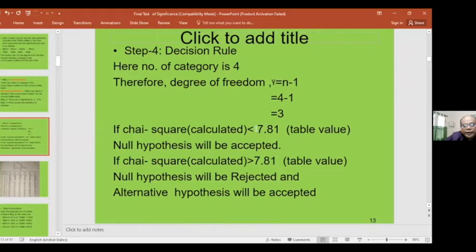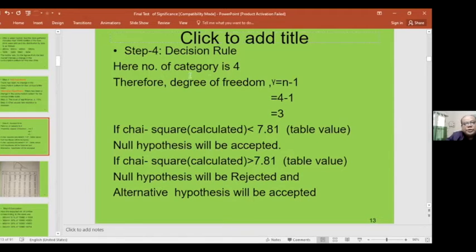But remember, in SPSS, if the P value is less than 0.05, then it is significant, and you are going to reject the null hypothesis. But here it is just the opposite. If the calculated value is less than 7.81, the null hypothesis will be accepted. And if the chi-square calculated value is greater than the table value of 7.81, the null hypothesis will be rejected and the alternative hypothesis will be accepted. Less, accepted; greater, rejected. Calculated value less than table value, accepted. Calculated value greater than table value, null hypothesis rejected.